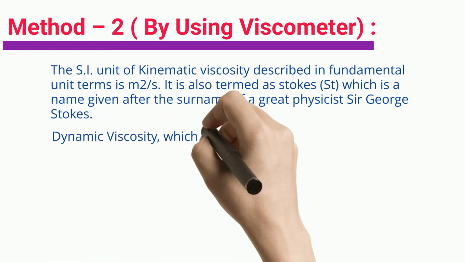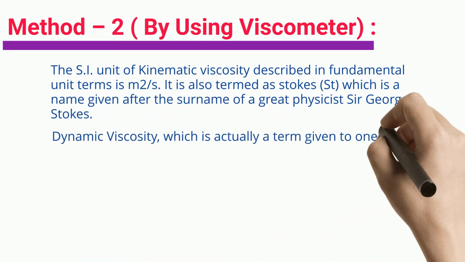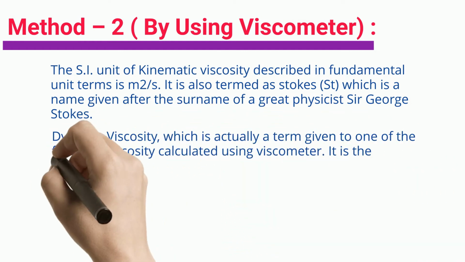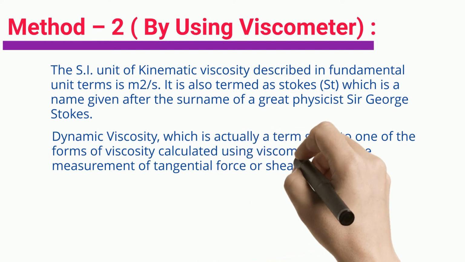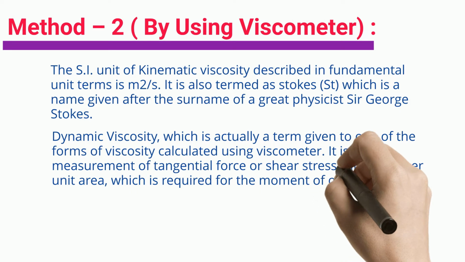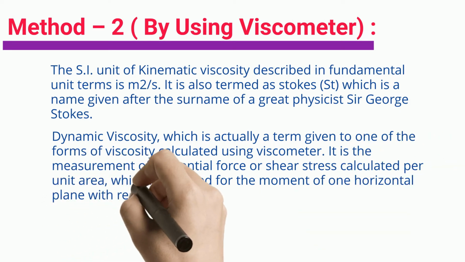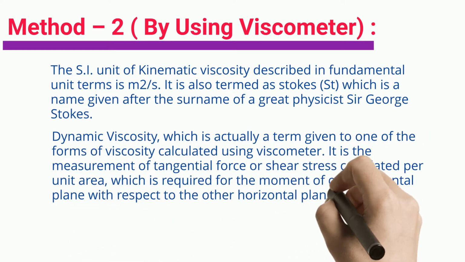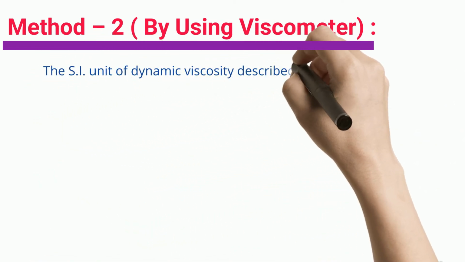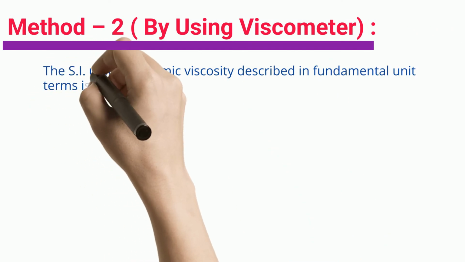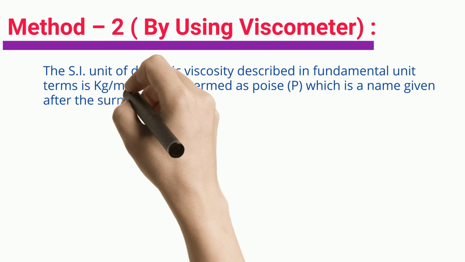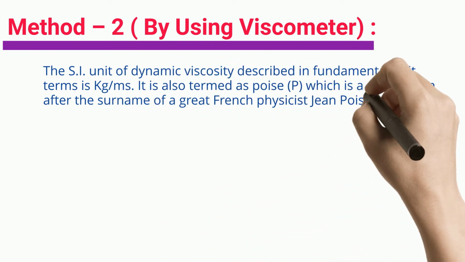Dynamic viscosity, which is actually a term given to one of the forms of viscosity calculated using viscometer. It is the measurement of tangential force or shear stress calculated per unit area, which is required for the movement of one horizontal plane with respect to the other horizontal plane. The SI unit of dynamic viscosity described in fundamental unit terms is kg/ms. It is also termed as poise, P, which is a name given after the surname of a great French physicist Jean Poiseuille.